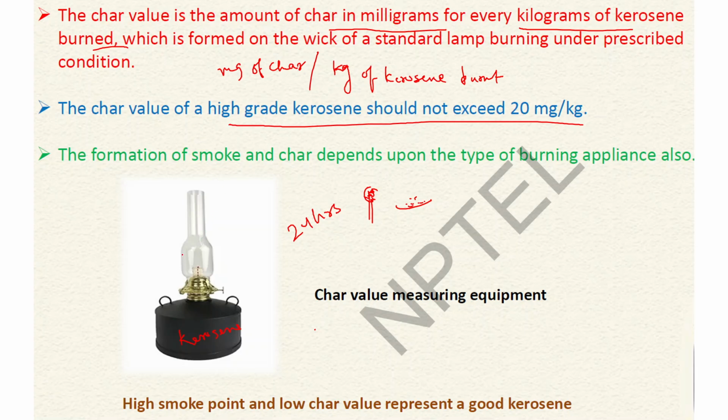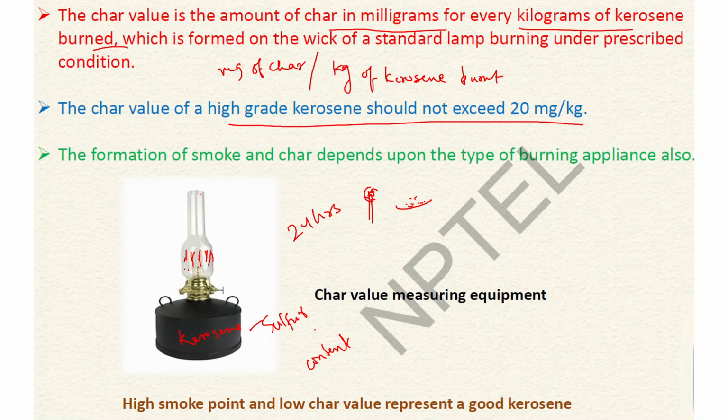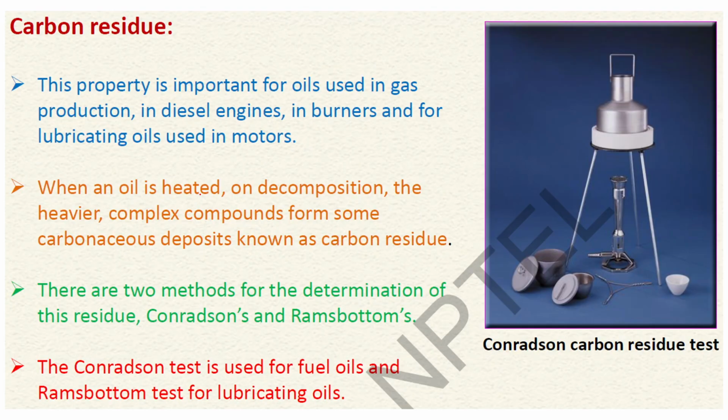Also there is some blurriness on the walls of the lamp. The formation of smoke and char depends on the type of burning appliance. This formation may be due to the presence of sulfur content in our kerosene, which gives this haziness on the glass of the lamp. The smoke point should be high, whereas the char value should be low for a good kerosene.